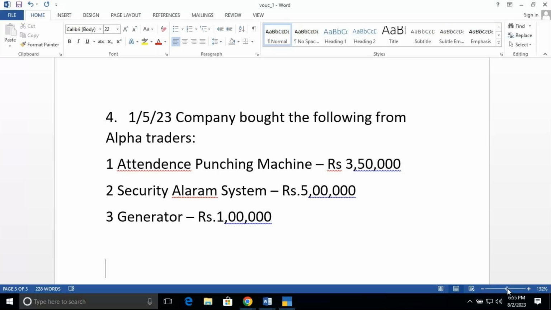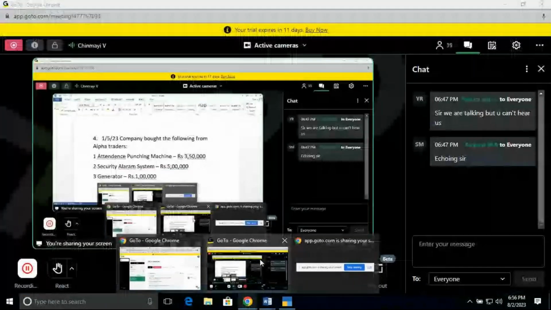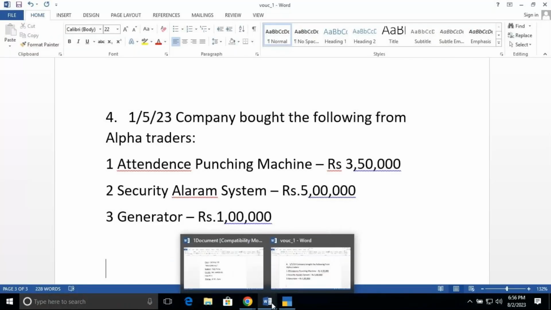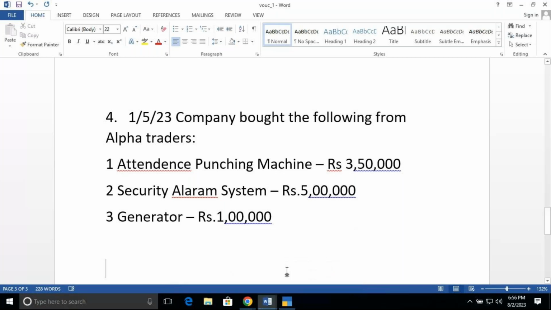So what is a journal entry? Attendance punching machine account debit 3 lakh 50. Security alarm system debit 5 lakh. Generator debit 1 lakh. To Alpha Traders 9 lakh 50. Excellent. Yes, Chinmay, you are right. See, you have to take part, all of you. Very nice, she told it very loud and clear. So we are done with step number one, writing the journal entry.